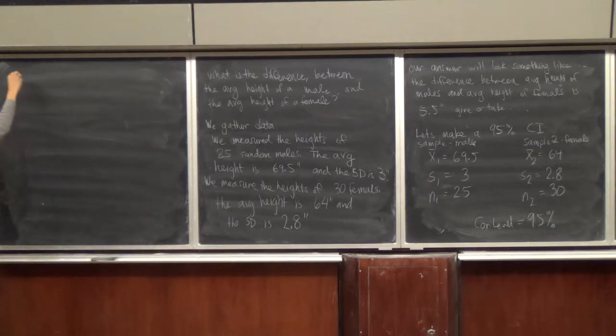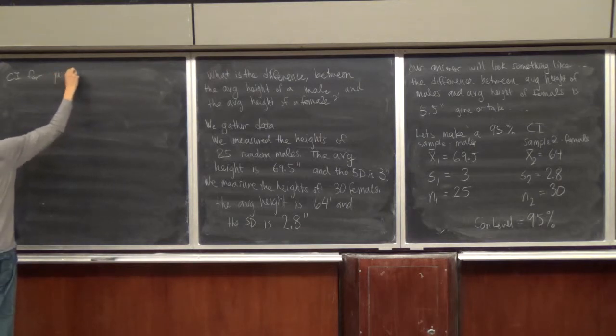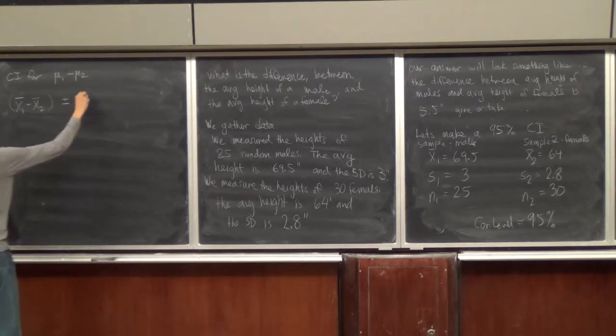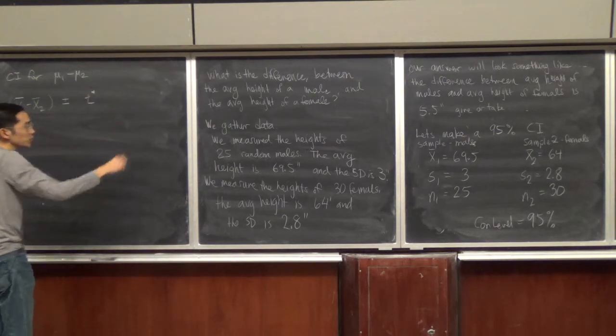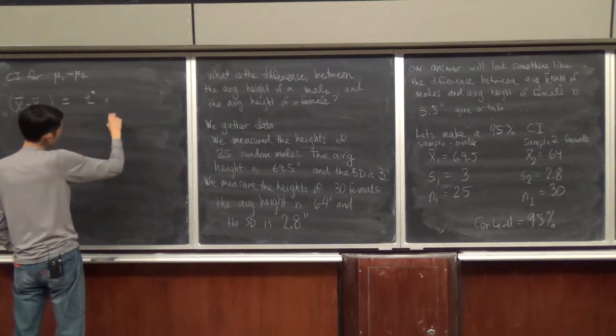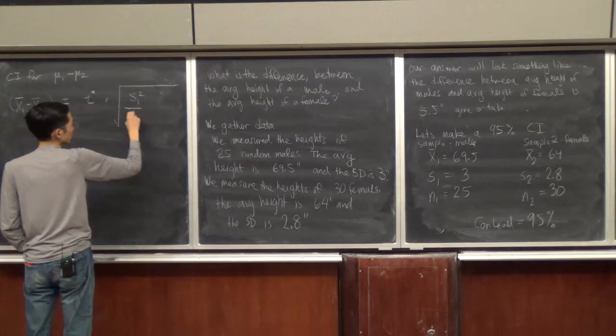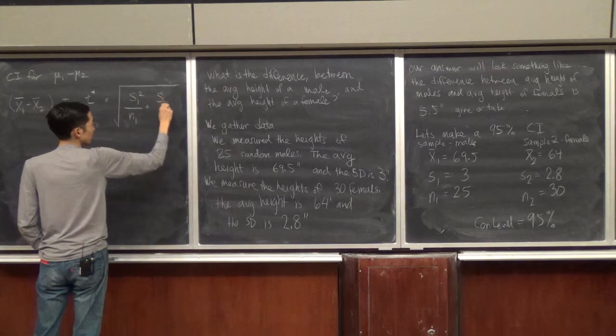Now for the actual formula. Confidence interval for mu1 minus mu2. In the center, x bar 1 minus x bar 2. I put parentheses around them just to indicate that that goes in our middle. Plus or minus t star times, and the standard error is an ugly thing, nothing we can do about it: the square root of S1 squared over N1 plus S2 squared over N2.